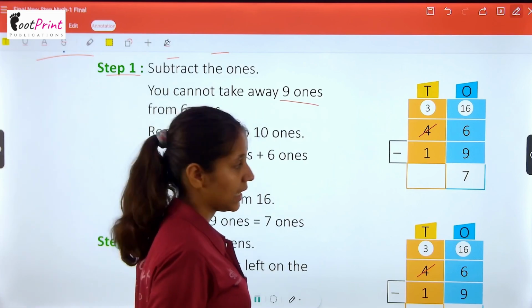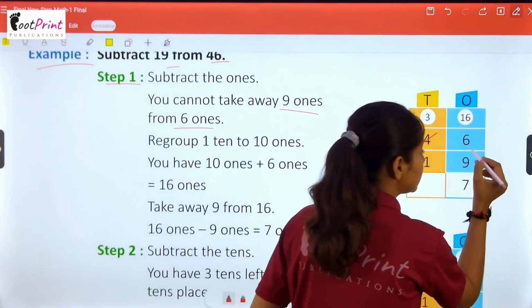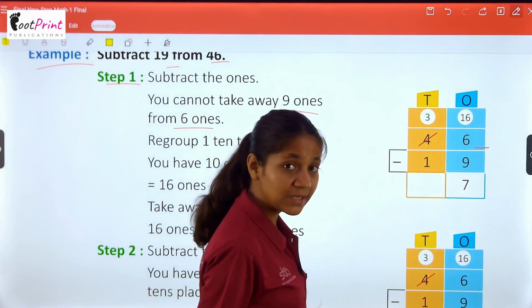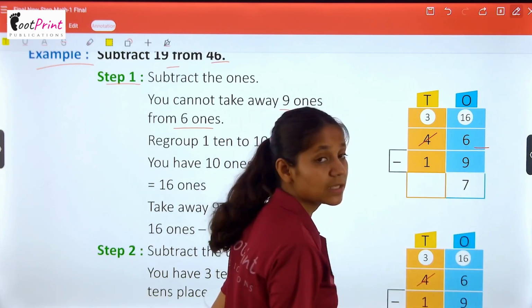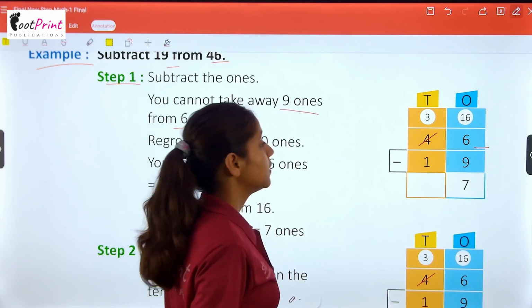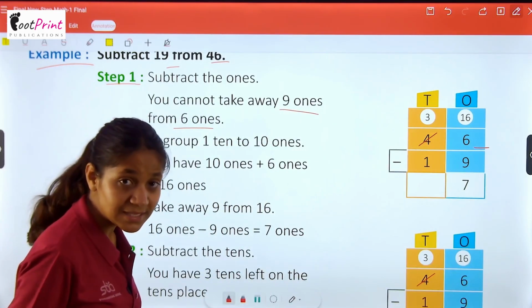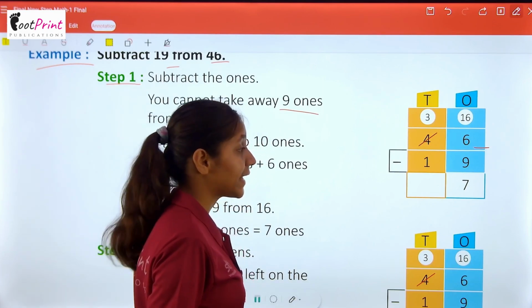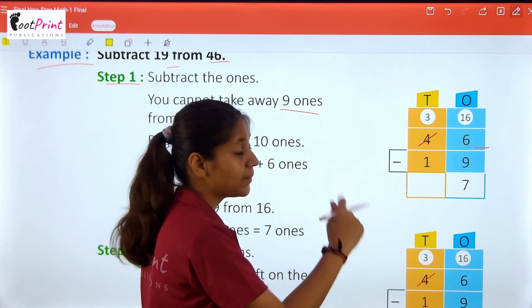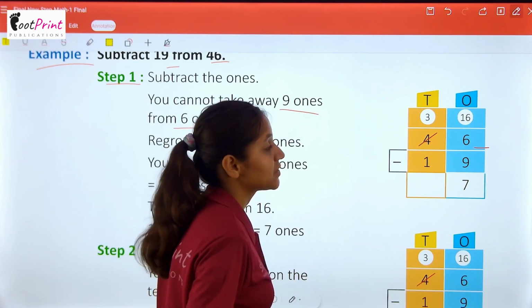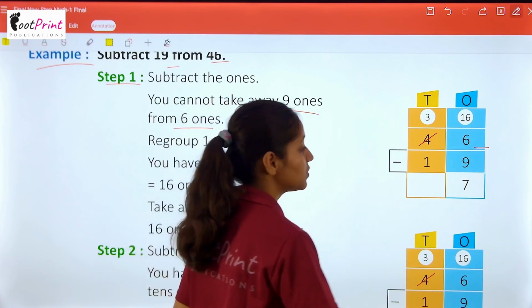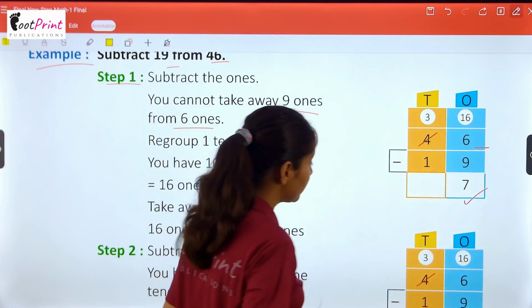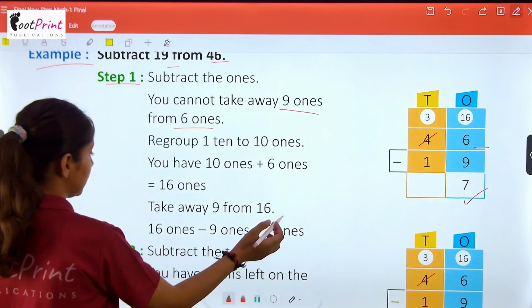What it is saying is that we cannot take away 9 from this 6. There are 6 and 9 is the bigger number. So what will we do? We will make this 6 as 16 ones. How? By taking power from the tens place. So this 4 will become 3 and this 6 will become 16 ones. So 16 minus 9 is 7 ones, as it is written here.